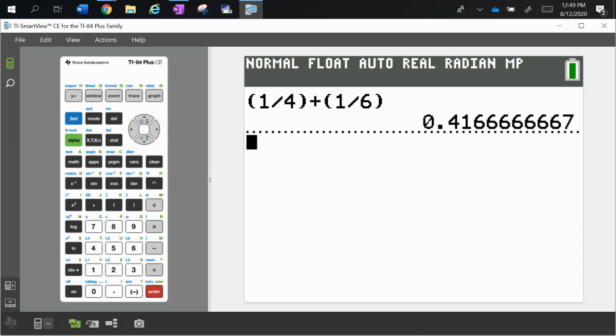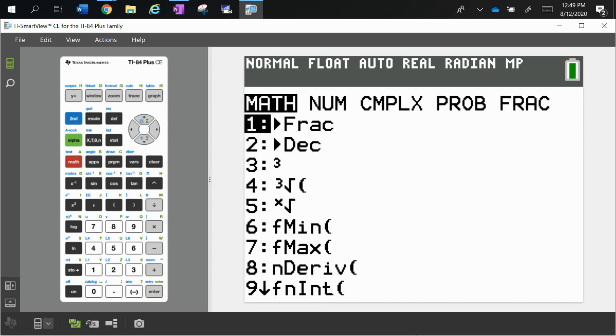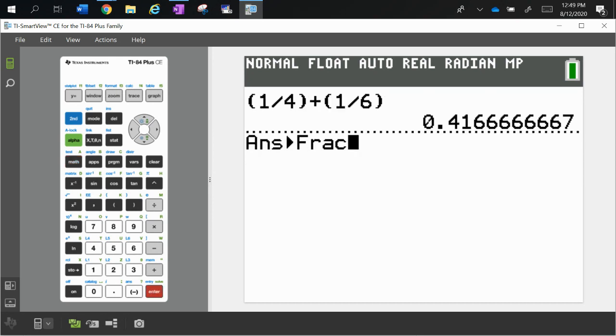So the way that I change my answer back to a fraction is I want to go to the math button, which is right below the alpha, the green alpha key. So the math button, number 1 says arrow and then frac. So that's going to change our decimals to fractions. So I'm going to press enter, and it's saying I'm going to change my answer to a fraction. So I'm going to press enter, and it gives me 5/12.